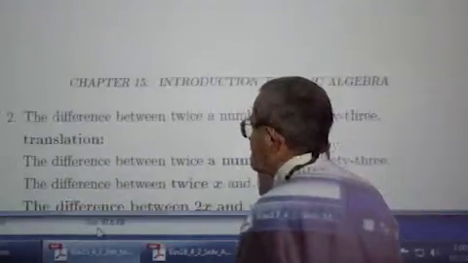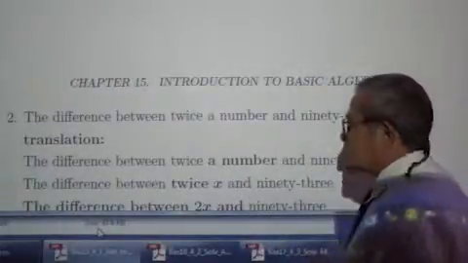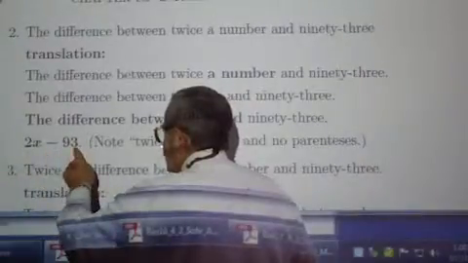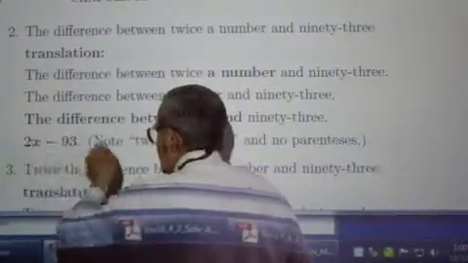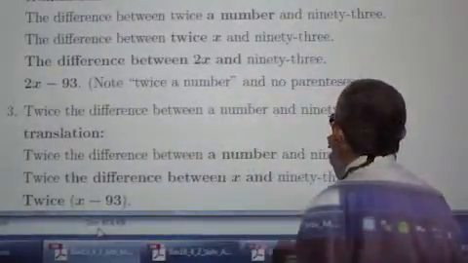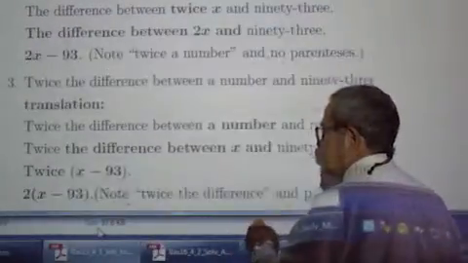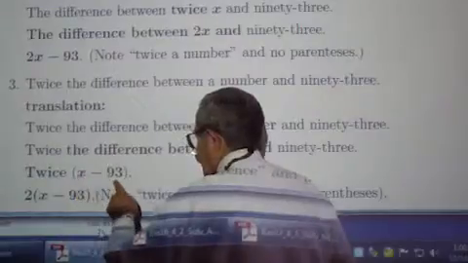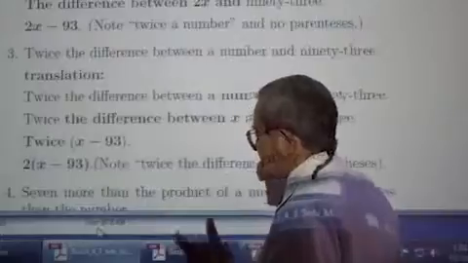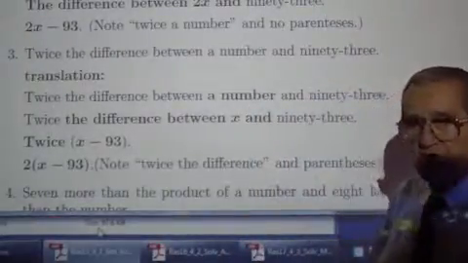Exercise 2, we wanted to translate the difference between twice the number and 93. Difference means subtract, twice the number 2x and 93. Difference, first number minus second number. Now, twice the difference between a number and 93. The difference between a number and 93, and twice everything that belongs to this difference. Therefore, parentheses. Did you put in parentheses? Yes? Good for you.